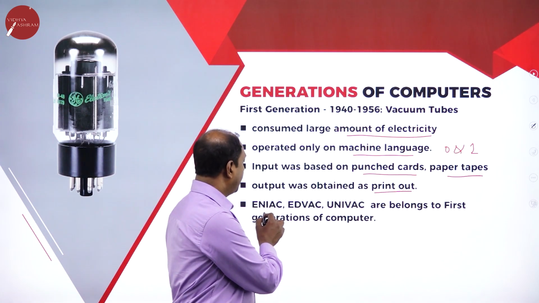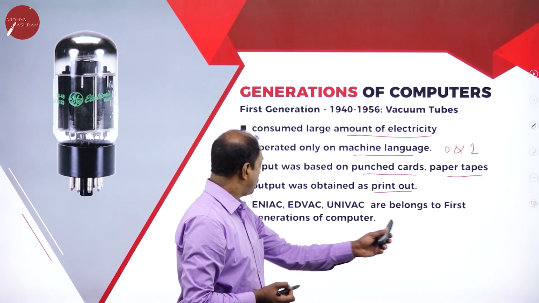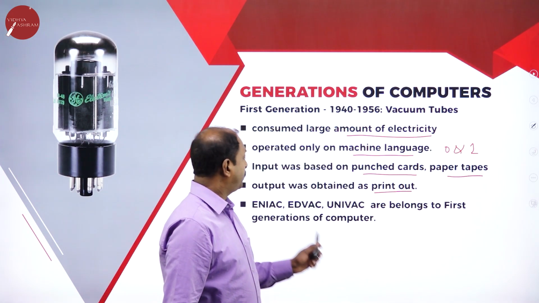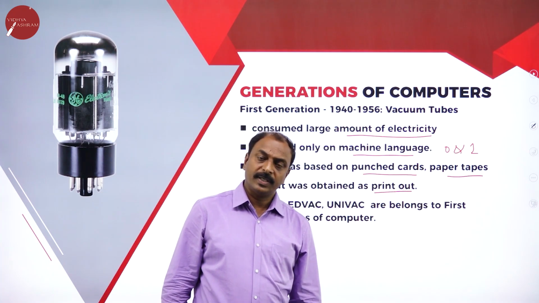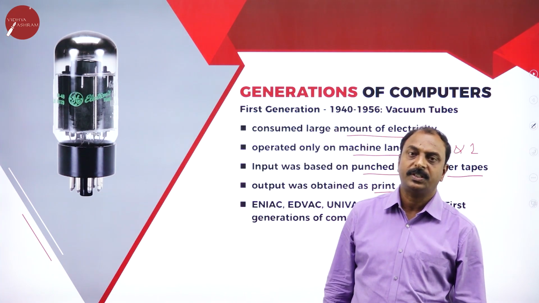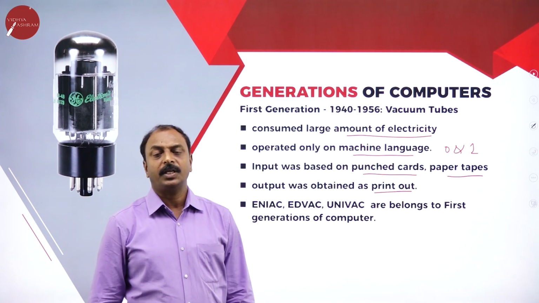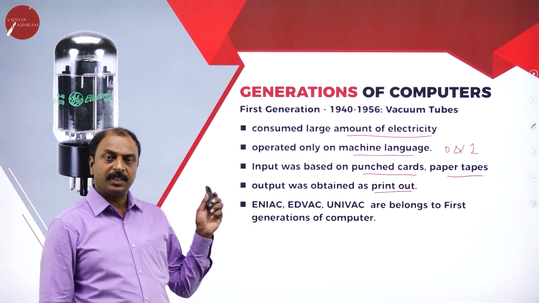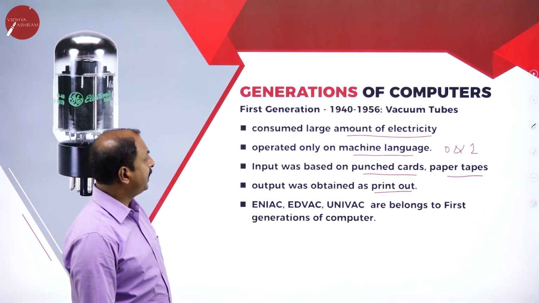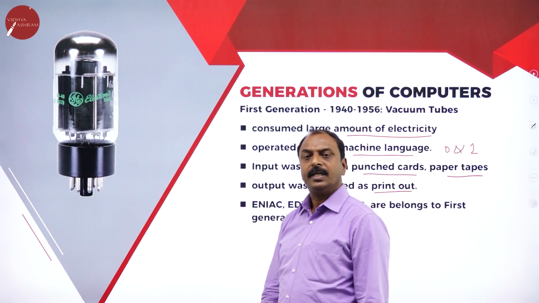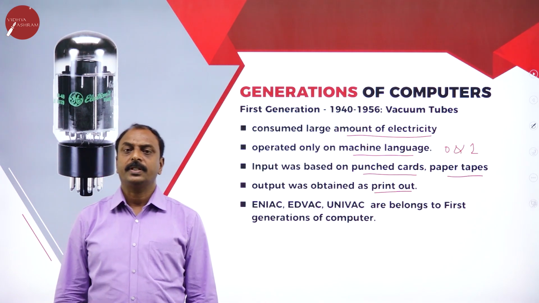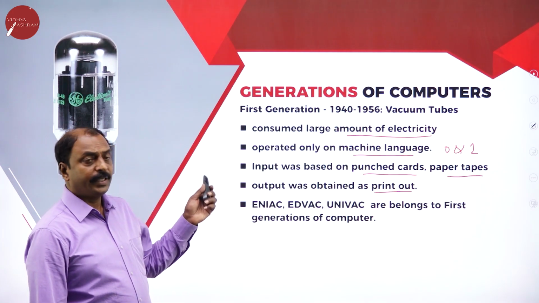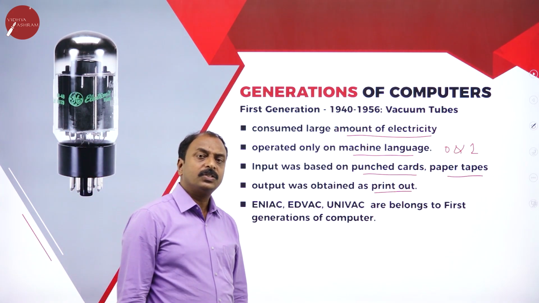ENIAC, EDVAC and UNIVAC belong to the first generation of computers. So these are three different systems or devices as examples for the first generation of computers. They used to make a very lengthy wiring system to set up this type of computer. And once it starts generating lots of heat, there are chances of malfunctioning of the system. And because of this, debugging was very difficult.